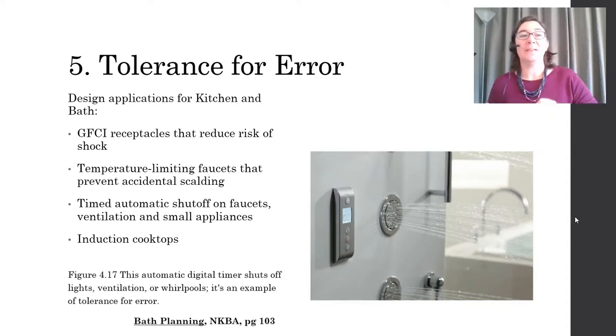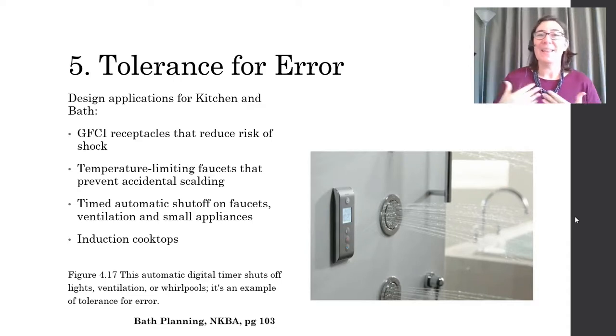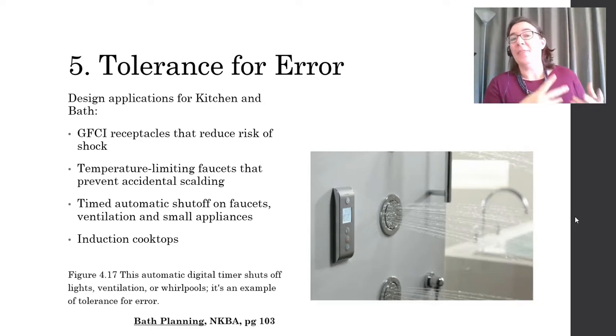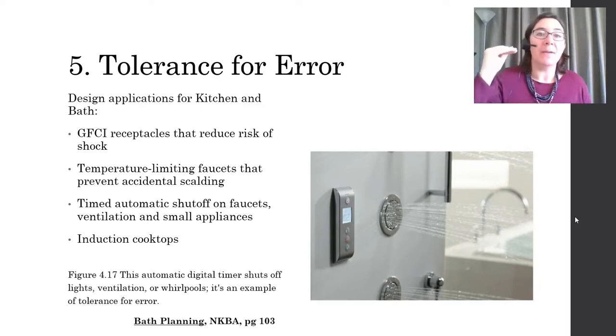What are some other examples for kitchens and baths? GFCI receptacles or electrical outlets. That's going to reduce the risk of shock when human error occurs and we touch those outlets, right? Temperature limiting faucets. They will not go above a certain temperature to prevent accidental scalding or burns.